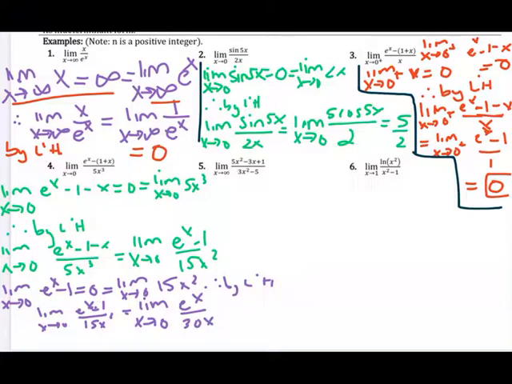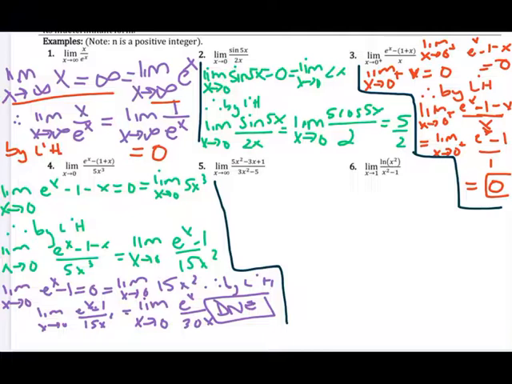Now this limit no longer is going to give us indeterminate form, because if I use direct substitution, the numerator is going to be 1, the denominator is going to be 0. That means that this limit does not exist. I can't have 1 over 0. And L'Hopital's rule cannot be applied to do this again. Therefore, this limit just does not exist.